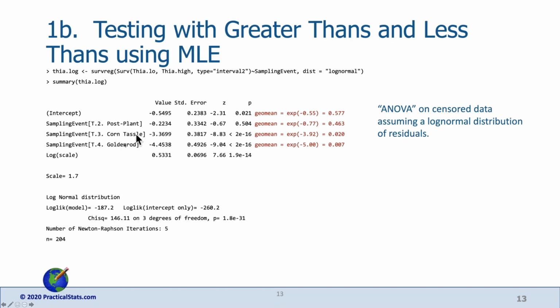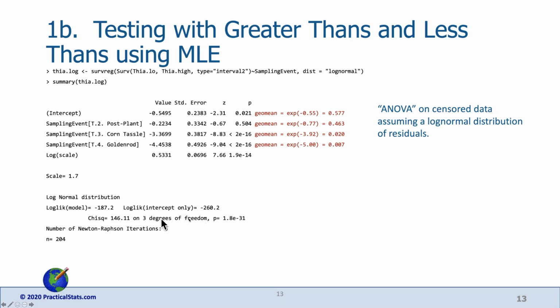And similarly for corn tassel and goldenrod, there are these differences from the first group, 0.549 minus 3.3699. And so you can turn those into geometric means. So all of this can be done in R. I'm working on a little bit more user-friendly output for people that are not used to doing this. This command, survreg, is in the survival package. So these MLE parametric methods are all in the survival package for R.